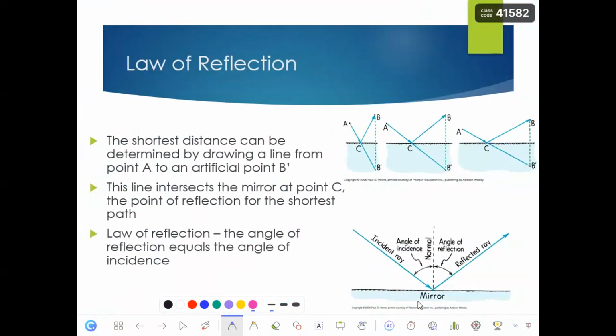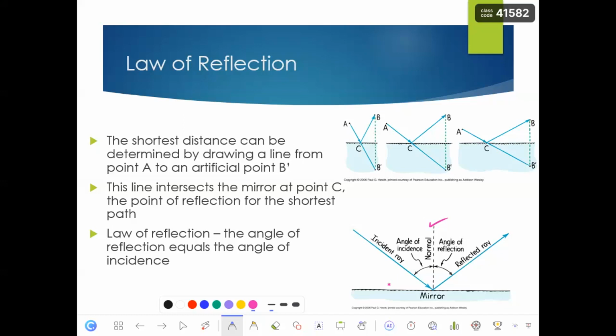Back to this. As you can see here, we have the normal line. This is the incident light or incident ray. The angle between the incident ray and the normal line is the angle of incident, and the angle between the reflected ray, or reflected light, and the normal line is the angle of reflection. The angle of incident is always equal to the angle of reflection. We call this the law of reflection. What is the law of reflection? The angle of reflection is always equal to the angle of incident.